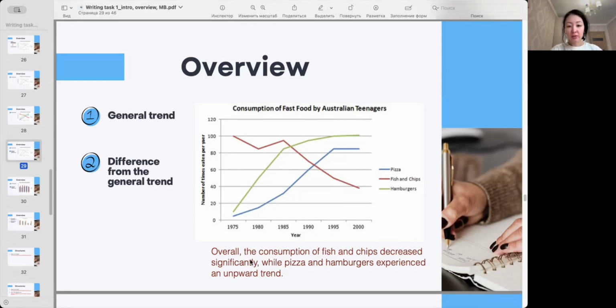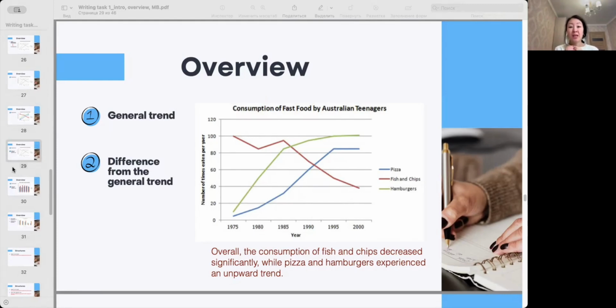For example, here, what do we see here? We do not see any really high and really low points, right? There is nothing like this or this. It's more or less stable. I mean, the trends, these lines. So what can we mention here?